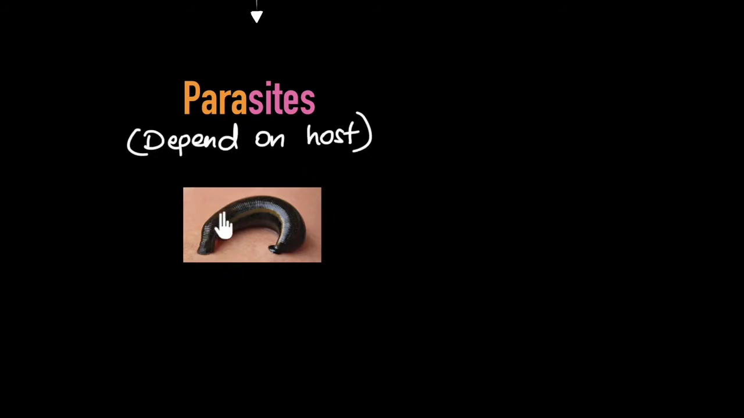For example, this leech is a parasite. It gets stuck to my leg, let's say, and then it starts sucking my blood. Now my blood already contains digested food, and so it just starts getting nutrients from my blood directly. So you see, they don't have to digest anything. So in that case, since they are depending on me, I am their host.